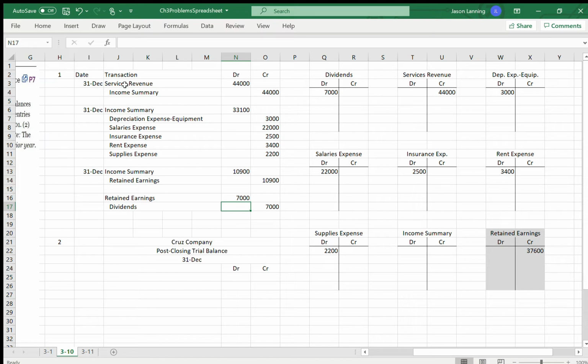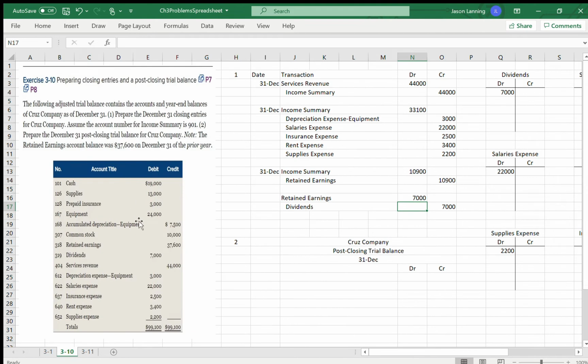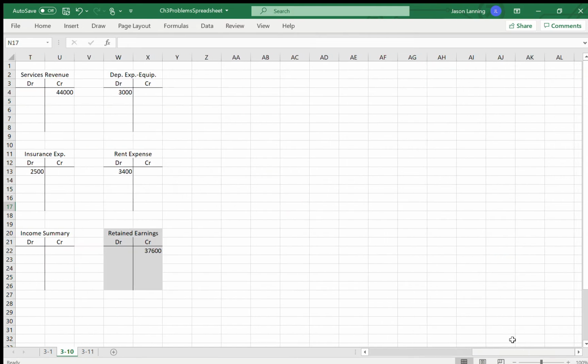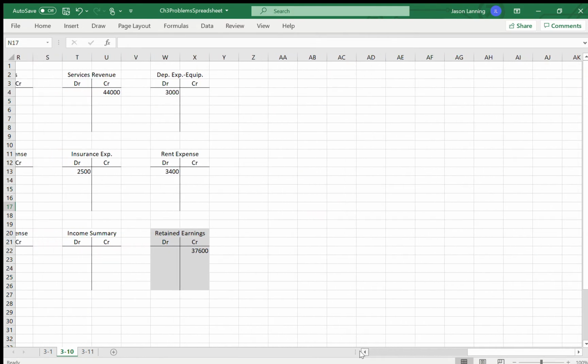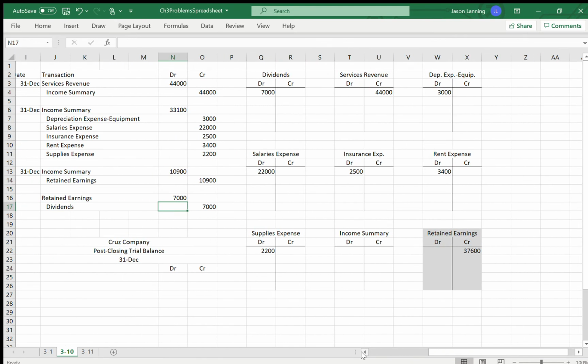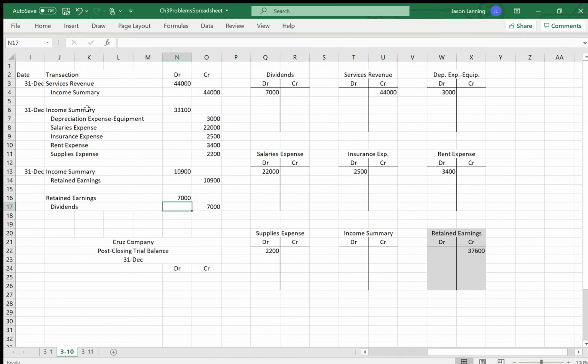So if we look at our transactions, I've got the balances here from the adjusted trial balance. That's what I keep wanting to say post-closing, but this is adjusted. I've got the balances from this trial balance here. So if we look at what we've journalized and put these things in where we're closing, then we'll see what happens.